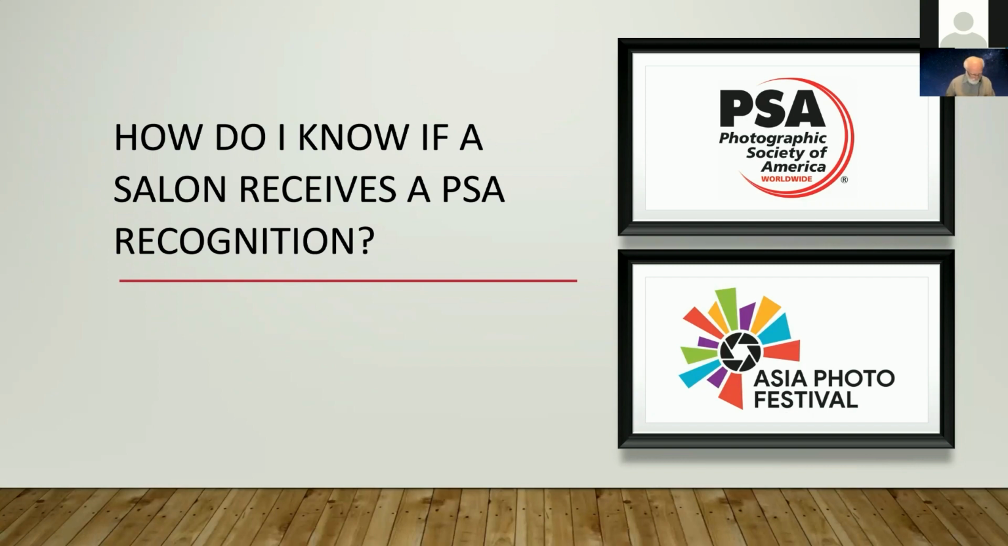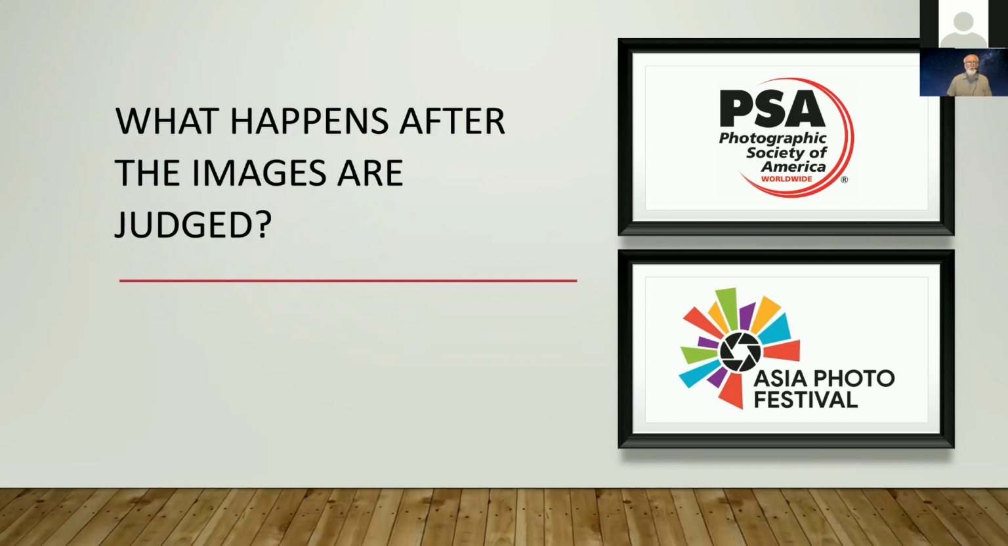So you enter the exhibition, your images get judged, and if you get acceptances, the exhibition reports those acceptances to PSA. And this takes several weeks to happen. So you can't use the acceptances immediately because PSA doesn't get the records immediately. But basically, the information about acceptances goes to PSA and it's put into an acceptances database so that PSA officials can check it.